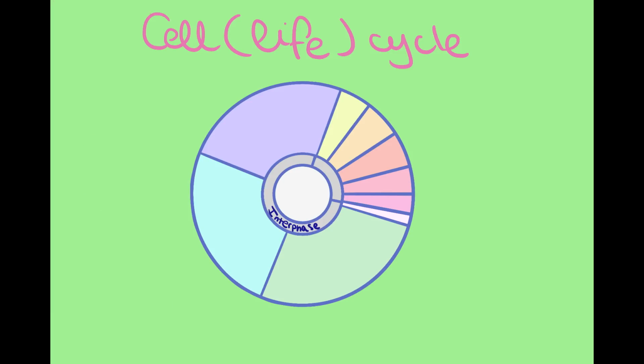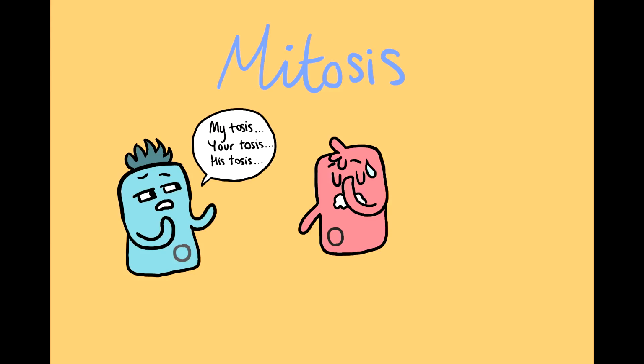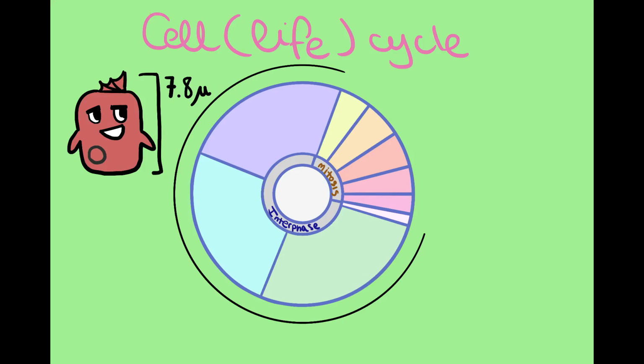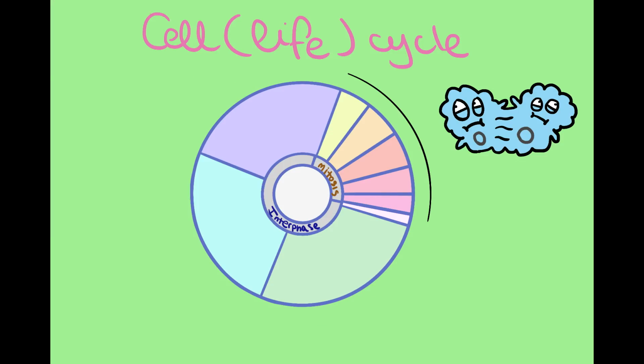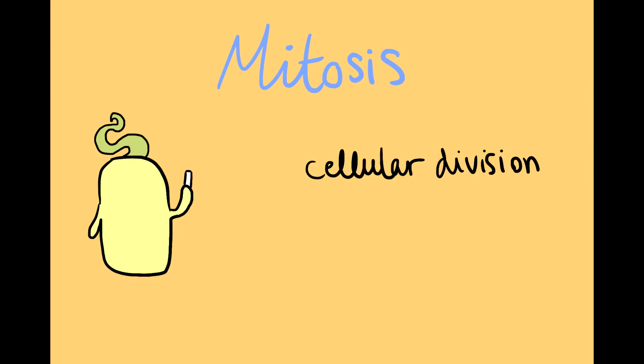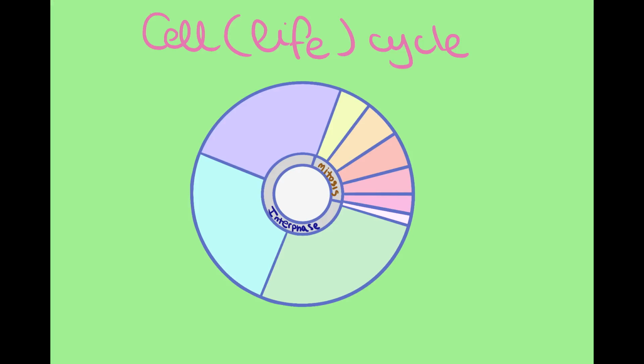It is divided into interphase and mitosis. During interphase, the cell is growing and replicating its genetic material. During mitosis, a parent cell splits into two identical daughter cells. This type of cellular division takes place in your body's cells and is used to increase your number of cells or to replace dead or damaged cells.